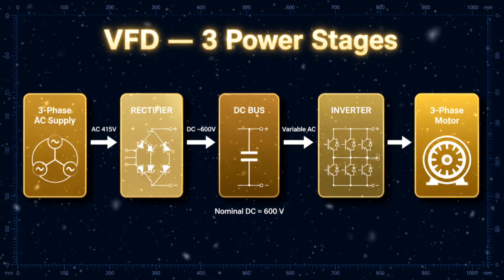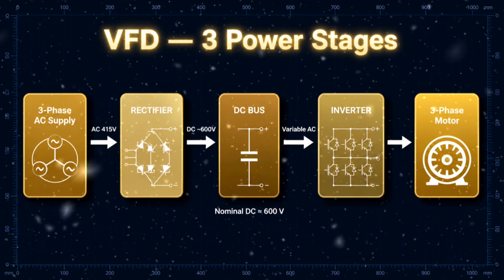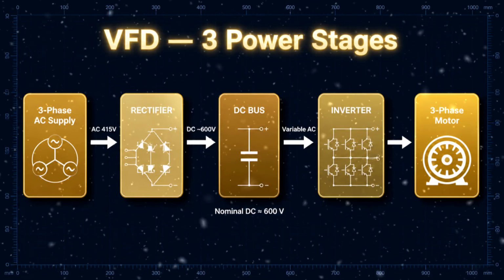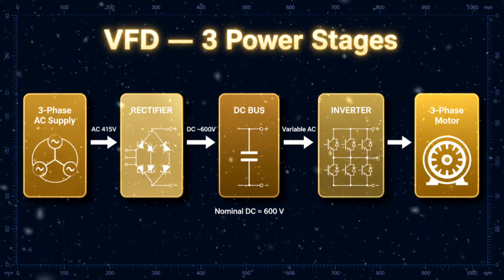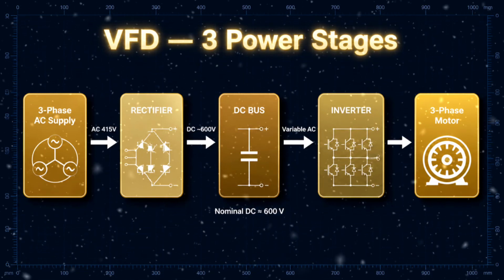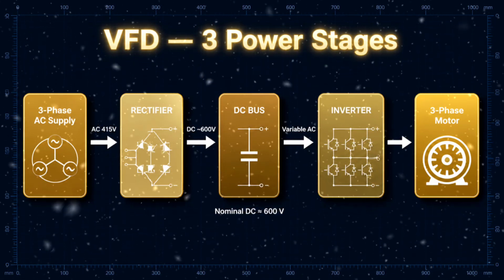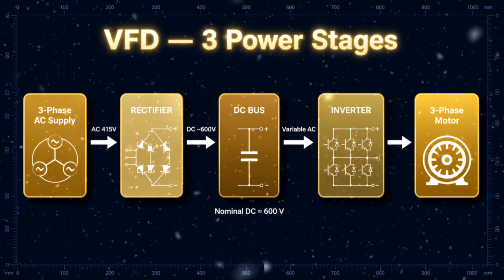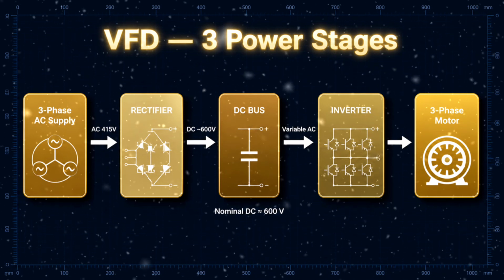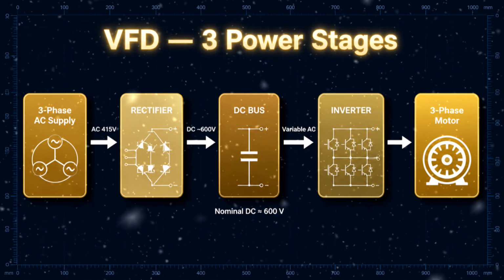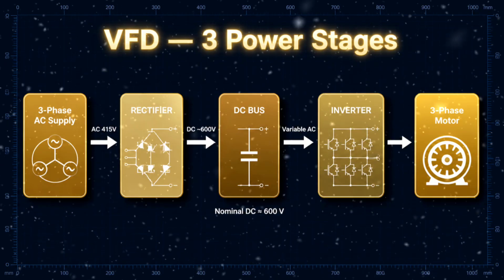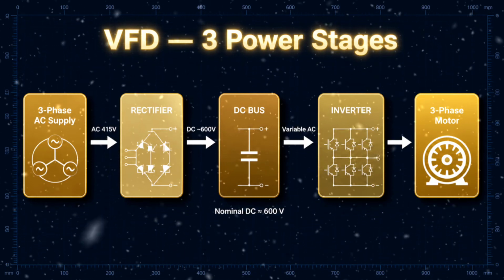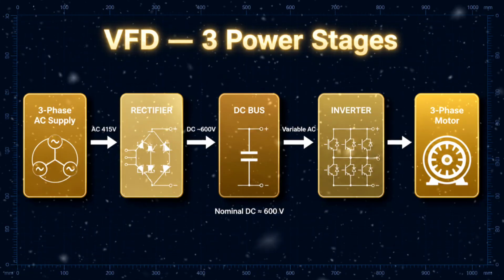So the complete power conversion path is AC 415 volts in, DC 600 volts intermediate, variable AC out. This is the golden rule of VFD power flow. Remember this sequence always: rectifier, DC bus, inverter. 3 stages. Each one has a specific and critical job. Let us now go through each stage one by one.